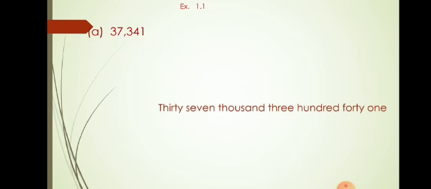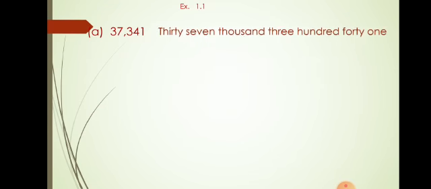So the question number 1. Here we have the numbers and you have to write them in words. So this is the A part, 37,341. You can easily read this number. This is a 5-digit number and that is a 1000 number.